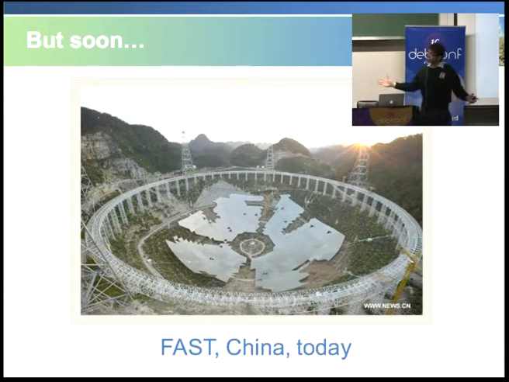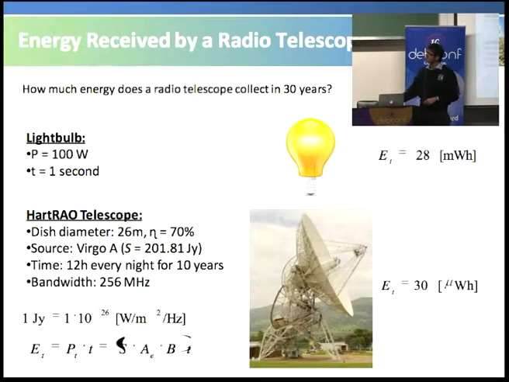And also, the bigger you go, the narrower your beam gets on the sky, so you see a smaller part of the sky. So if you want to do a survey, if you're looking for something, it takes you a lot longer to do that. Now, why are we trying to build these things so big? The reason is to try and collect more energy.